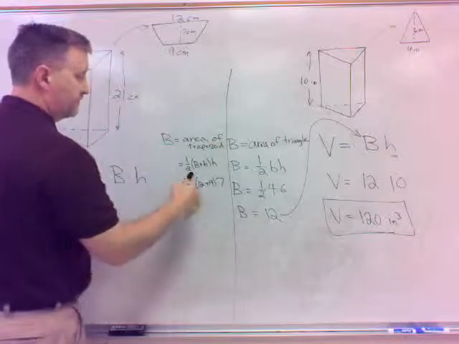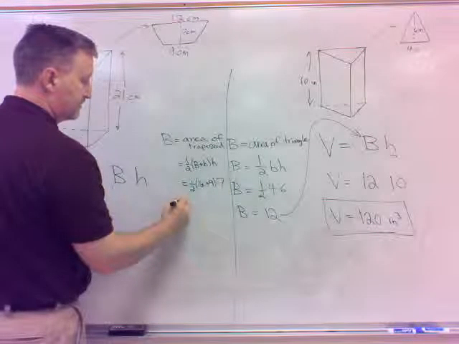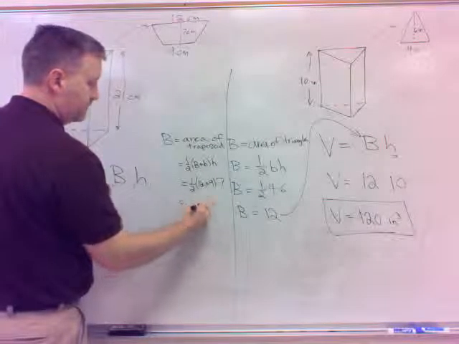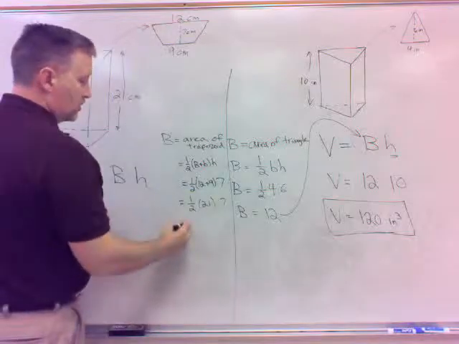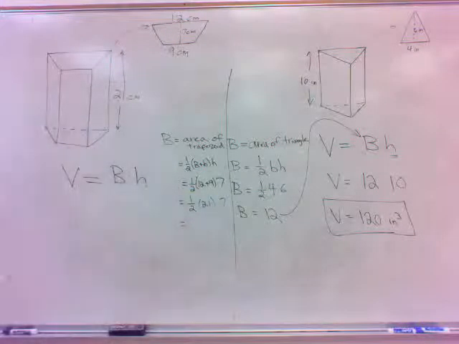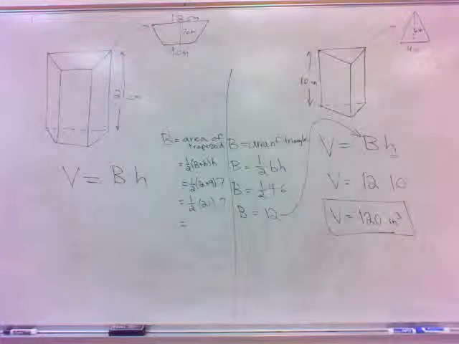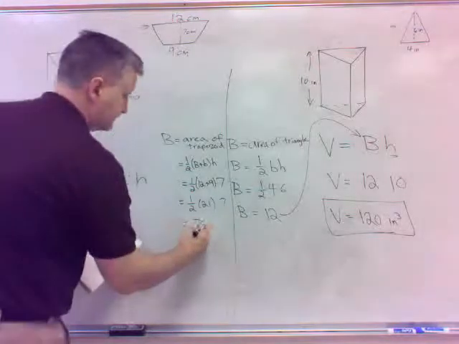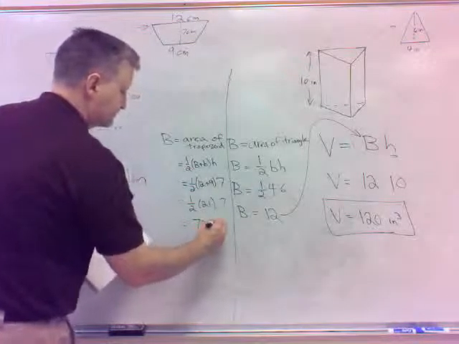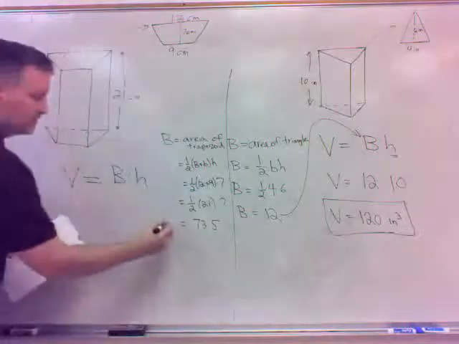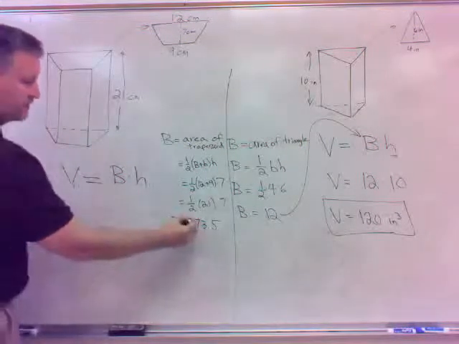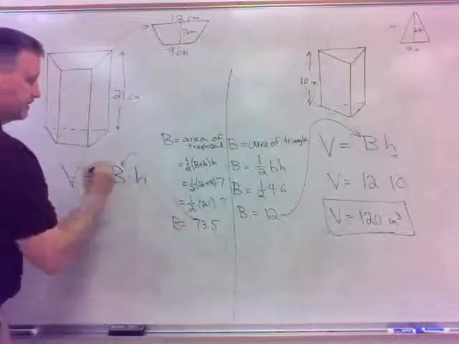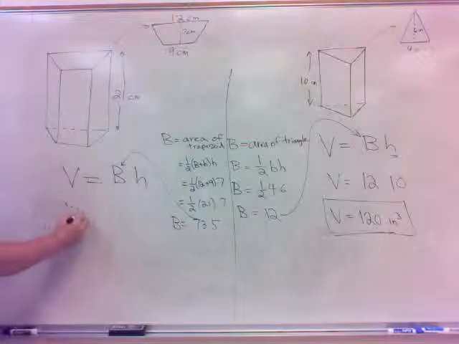So it's 1/2 times 12 plus 9 times 7, which is 1/2 times 21 times 7. I get 73.5. Okay, that's my big B for my prism volume. That's what goes in right here. Big B is 73.5.